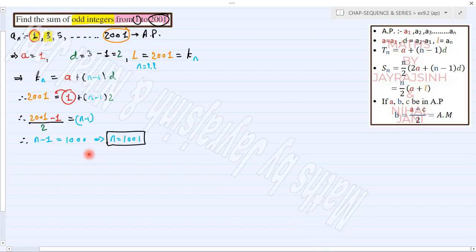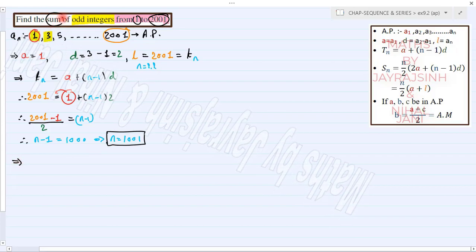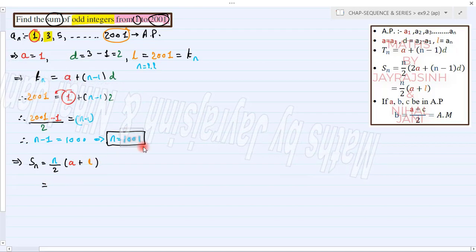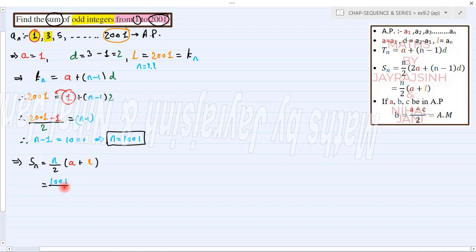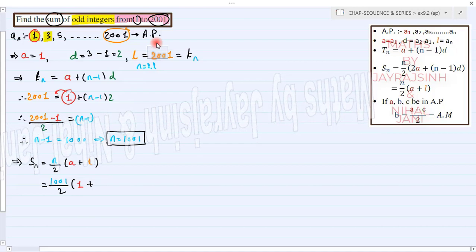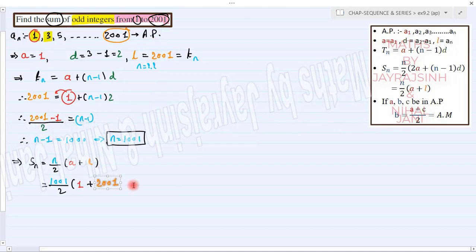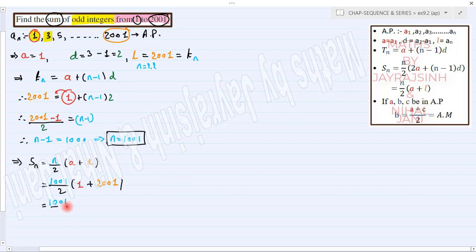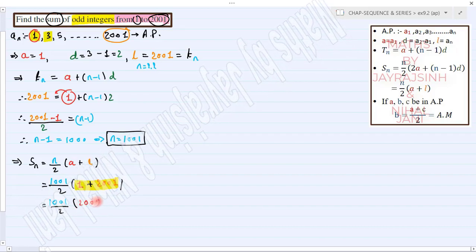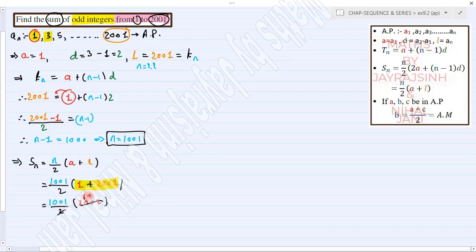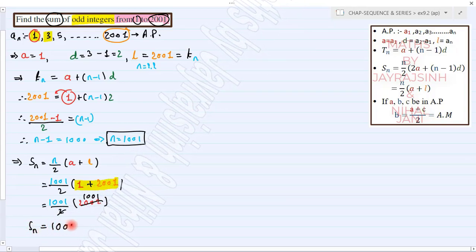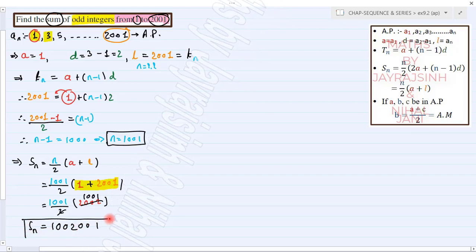So, we get our unknown term, and we are ready to find the summation of n terms using the second formula, where the number of terms is 101, your first term is 1 and the last term is 201. So 101 by 2 will be as it is. 1 plus 201 is actually 202. So here we'll get 101, and your final answer will be 10201. Ta-da!